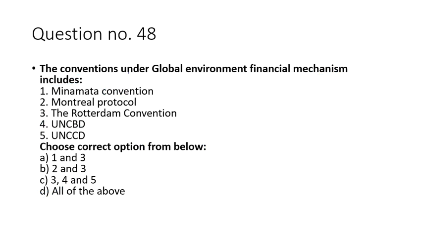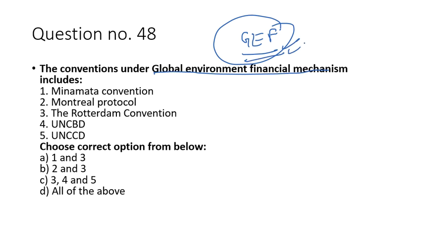Question number 48 is with regard to the Global Environment Financial Mechanism, GEF. Right, so this Global Environment Facility is managed by the World Bank.